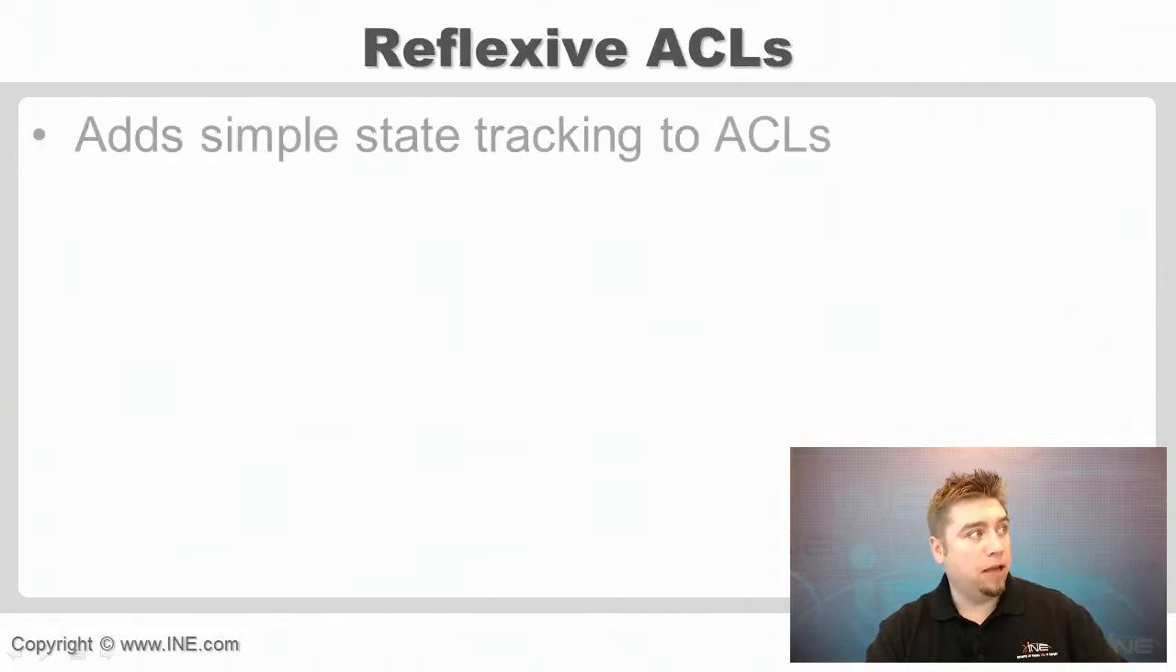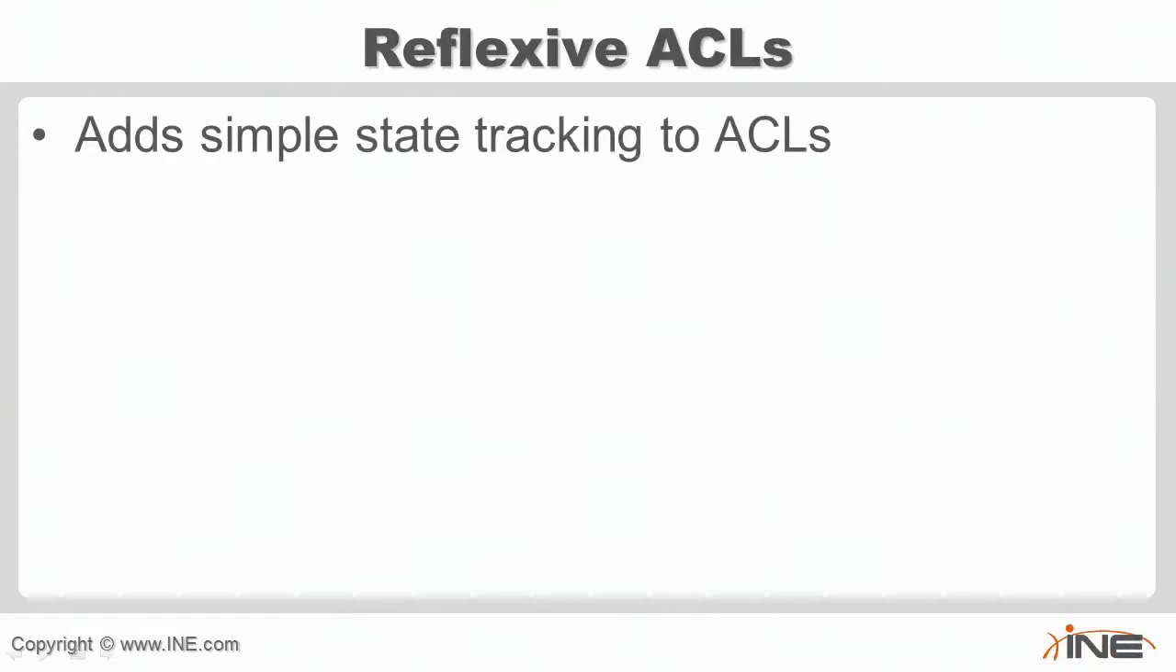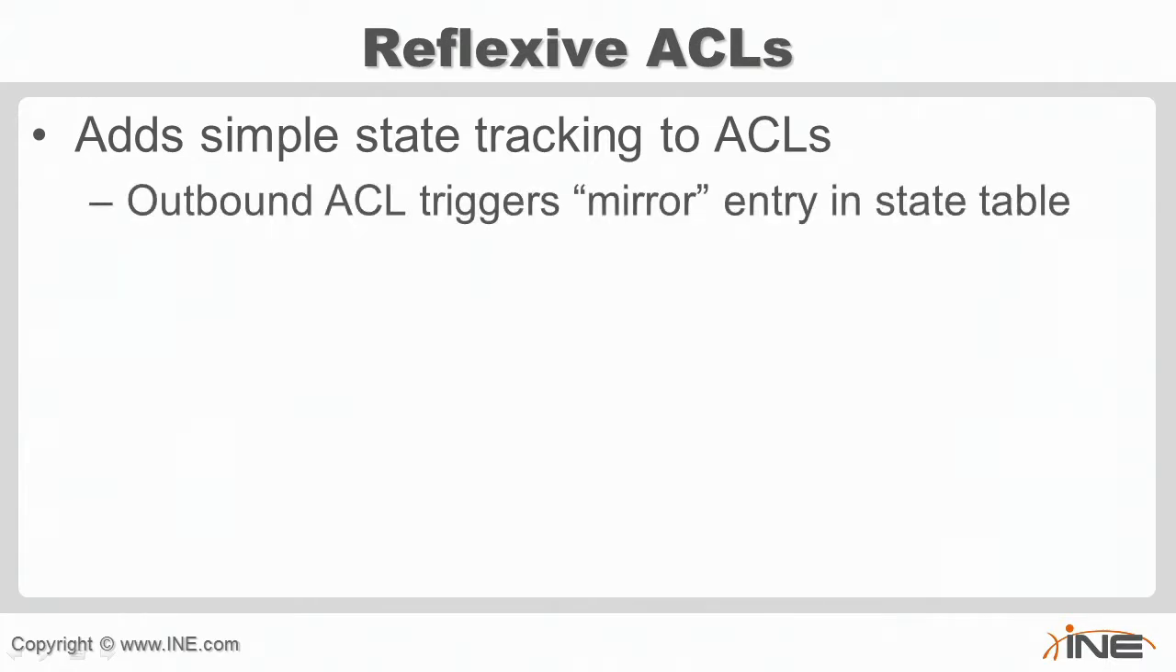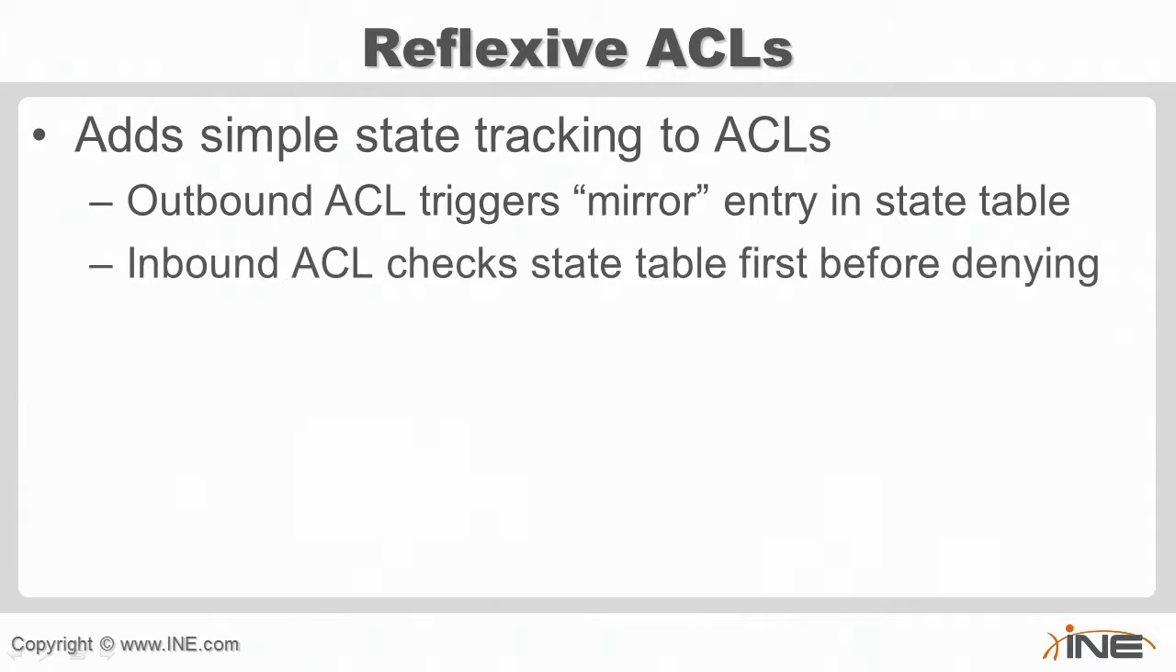Now, for the reflexive ACLs, the main goal of this, and we'll see it's kind of a legacy feature because it is replaced now with the other features of CBAC or zone firewall. But the idea is that we want to add some basic state tracking to access lists, where as traffic flows are going through the router, some ACL is going to trigger a mirror entry in the state table, which means that when return flows come back in, the router is going to check that state table first before it denies traffic based on an ingress ACL.